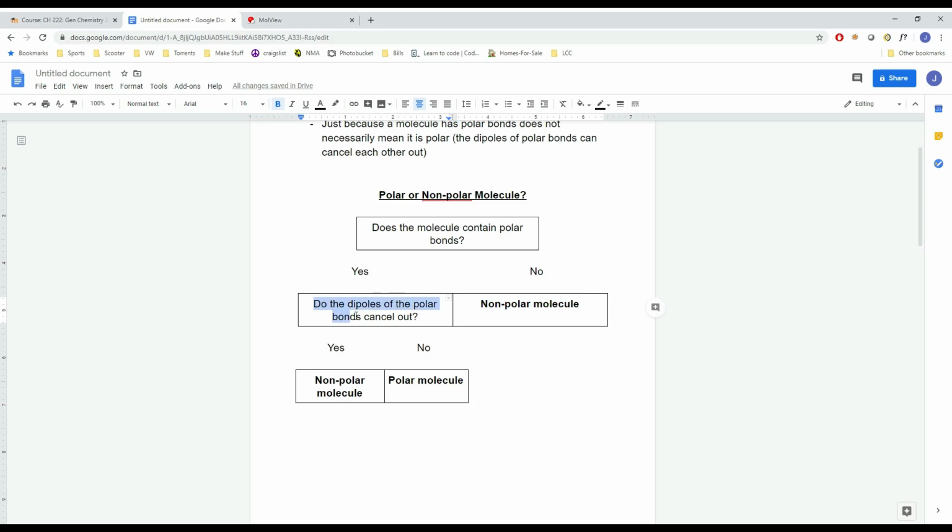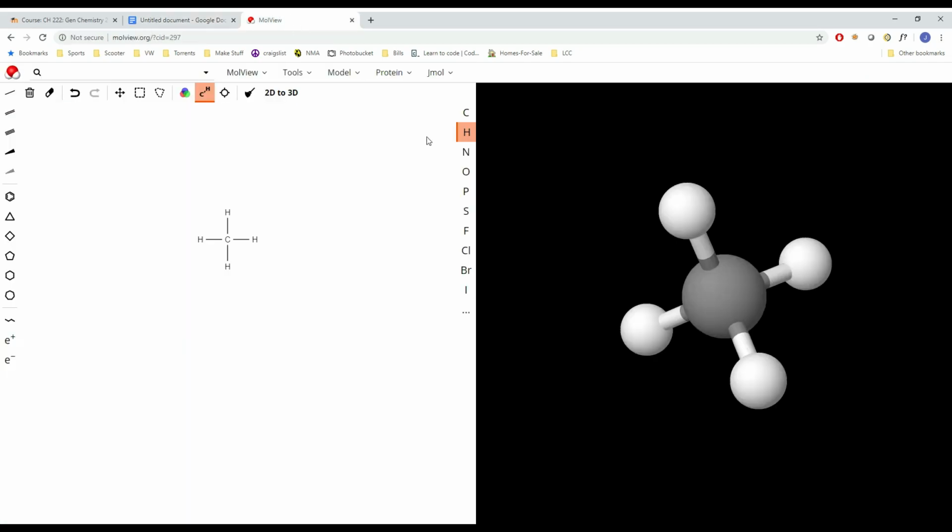So if you've got polar bonds, you have to ask the question, do they cancel out? And then you have to consider the geometry. So it gets a little bit tricky. The idea of geometry factors in very strongly to this, and it really loops back in with the idea of polar bonds from the last chapter. So you've got to really stitch those two together to understand this. But once you get the hang of it, it's not too bad.